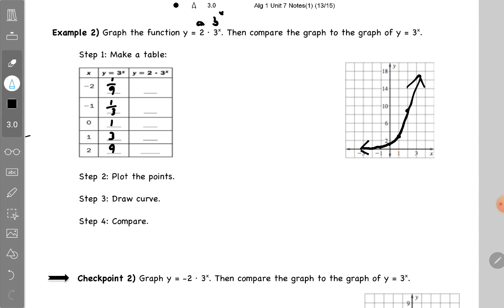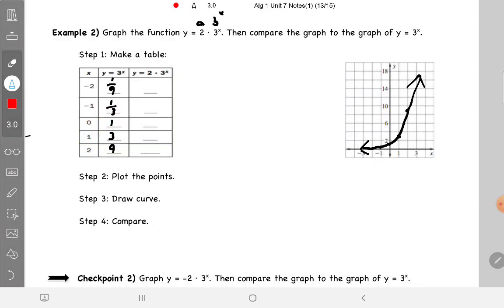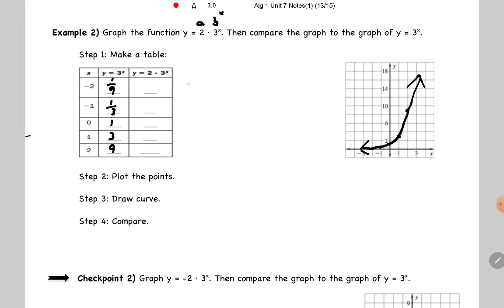Okay, so now let's look at this red line here. We're going to graph the function y equals 2 times 3 to the x. So I just take 3 to the x, which is 1/9 here, and multiply it by 2. So I have 2 over 9, 2 over 3, 1 times 2 is 2, 3 times 2 is 6, and 2 times 9 is 18.